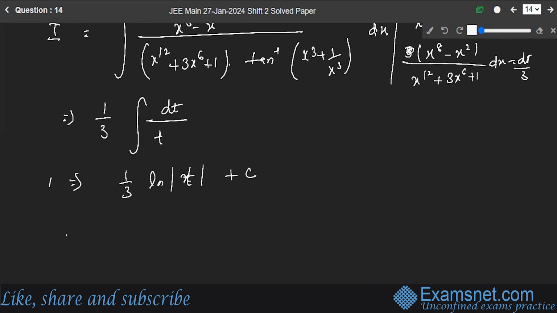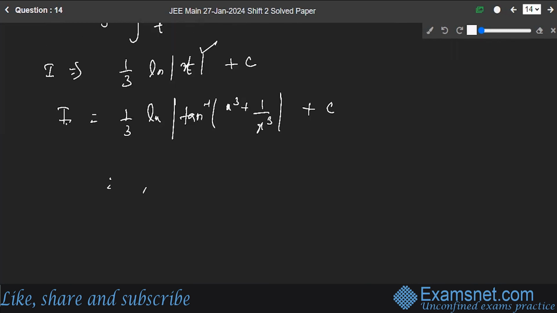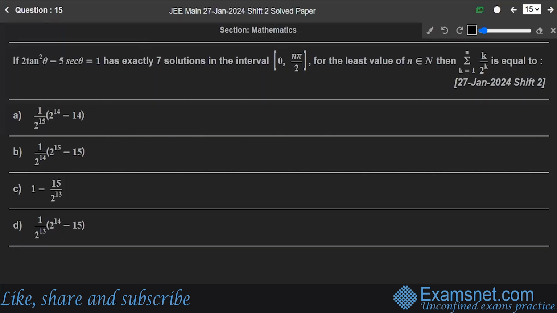Right? So that was your I is equal to 1 by 3. Now let's put the value of t, which was log tangent inverse x cube plus 1 by x cube, plus c. So this is log of tangent inverse x cube plus 1 by x cube, raised to power 1 by 3, plus c. So this is the answer to question number 15.